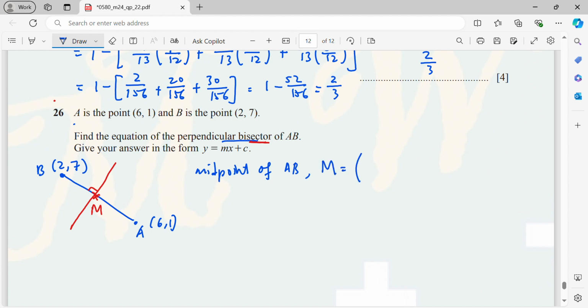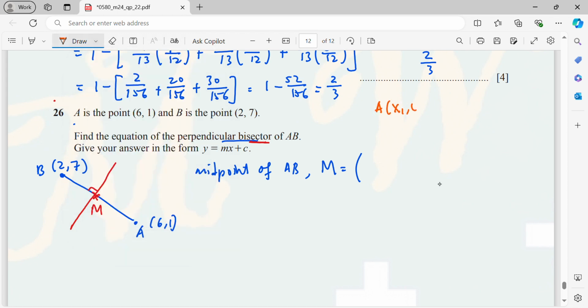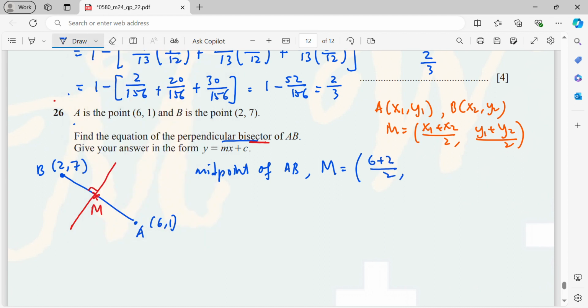So the midpoint formula is basically, let's say this is the midpoint. You are given A with coordinates x1, y1, and B with coordinates x2, y2. So the M is x1 plus x2 over 2, followed by y1 plus y2 over 2. So now I get the average of the x and y coordinates, which means I will be getting 6 plus 2 over 2 and then 1 plus 7 over 2. Then 8 over 2 is 4. 1 plus 7 is also 8 over 2. So 4, 4 is my midpoint.